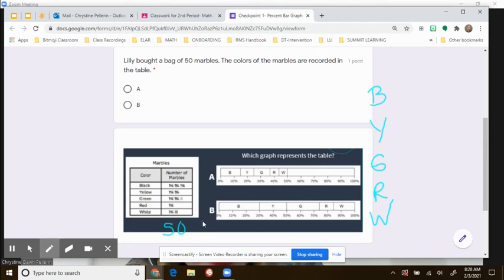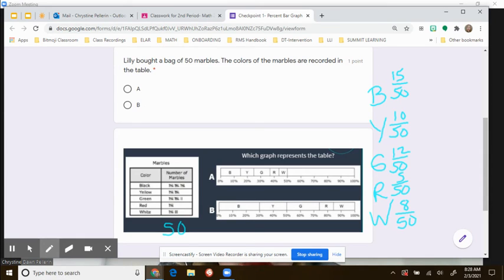So black was 15 out of 50. Yellow is 10 out of 50. Green is 12 out of 50. Red is 5 out of 50. And white is 8 out of 50.